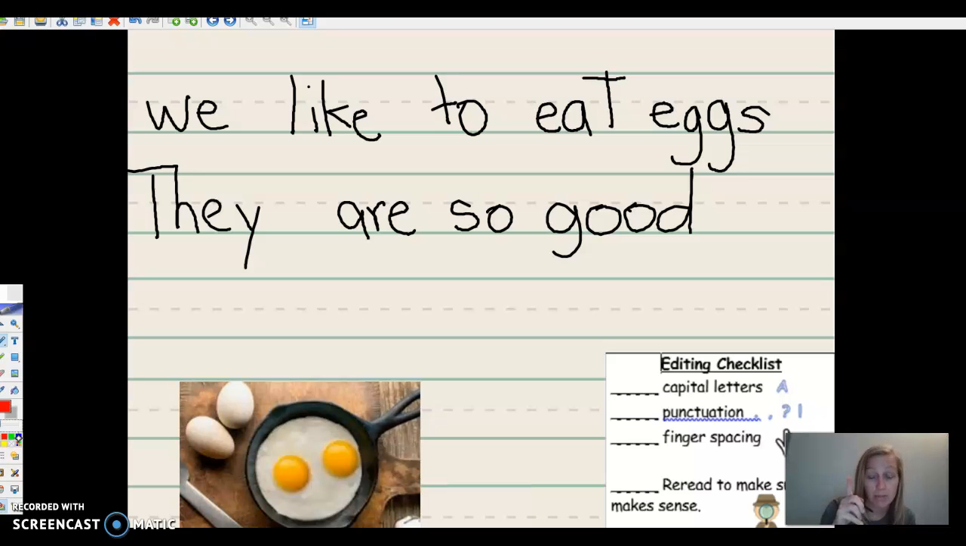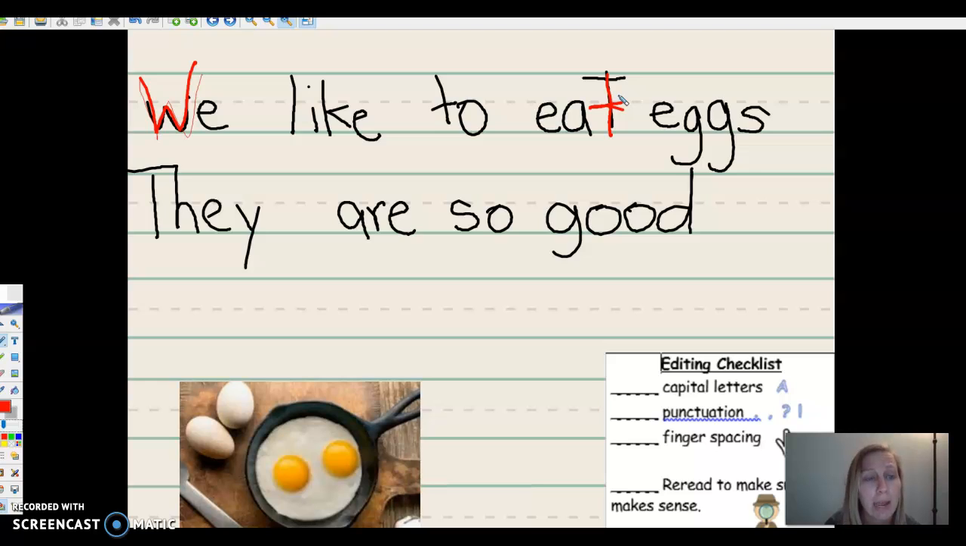We, that's the beginning, and it does not have a capital W, so I'm going to make a capital W with my red. I'm going to make my red just a little bigger so we can see it. There we go. We like to eat. This T is in the middle of the sentence and should not be capital, so I'm going to make it lowercase. We like to eat eggs. That's the end of my sentence.